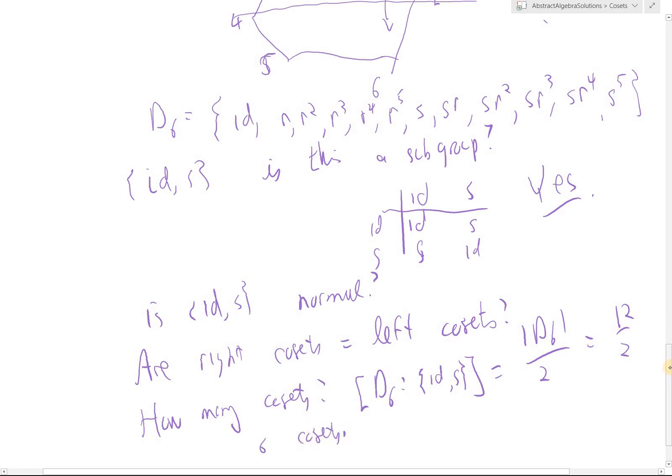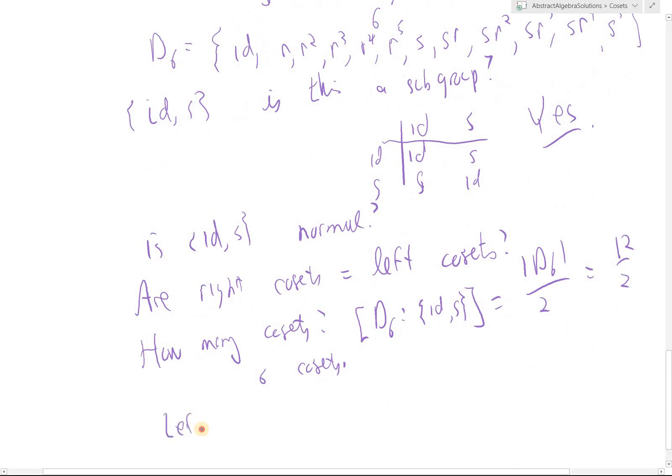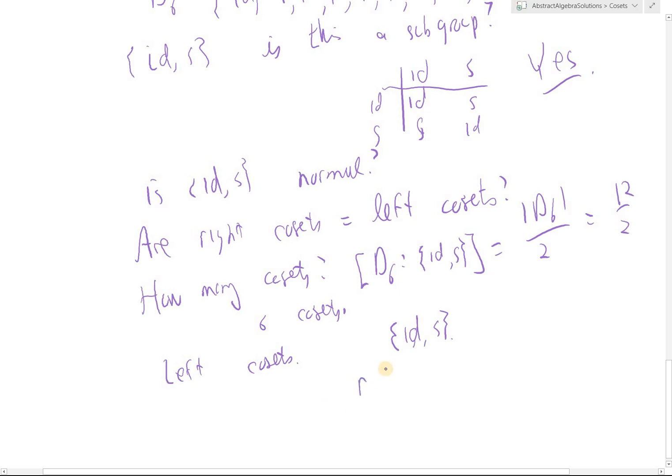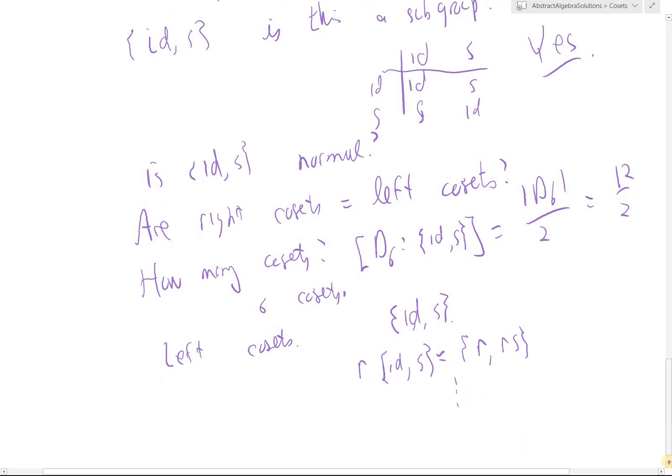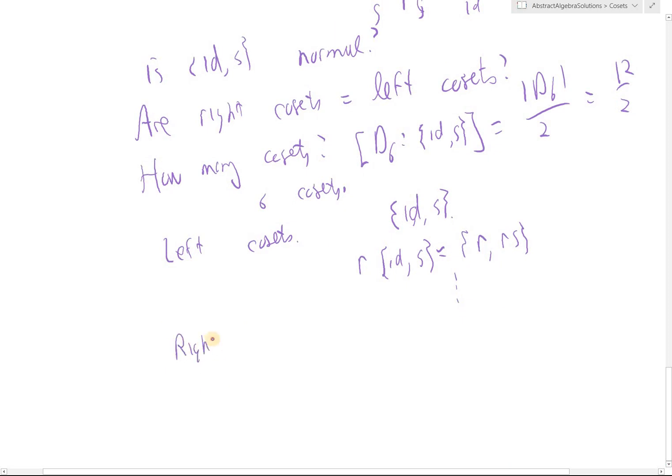Okay. So let's look first at left cosets. Now one of them is {ID, S}. Another one would be R times {ID, S}, which is the same as {R, RS}. All right, now I can continue down, but let me start listing the right cosets. Now one right coset would be {ID, S}. Another right coset would be {ID, S} times R, and that's equal to {R, SR}.